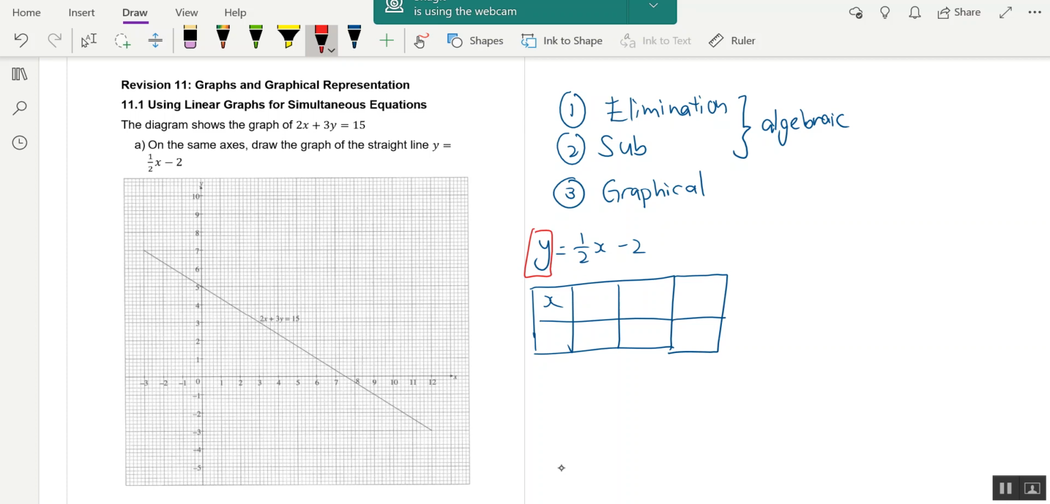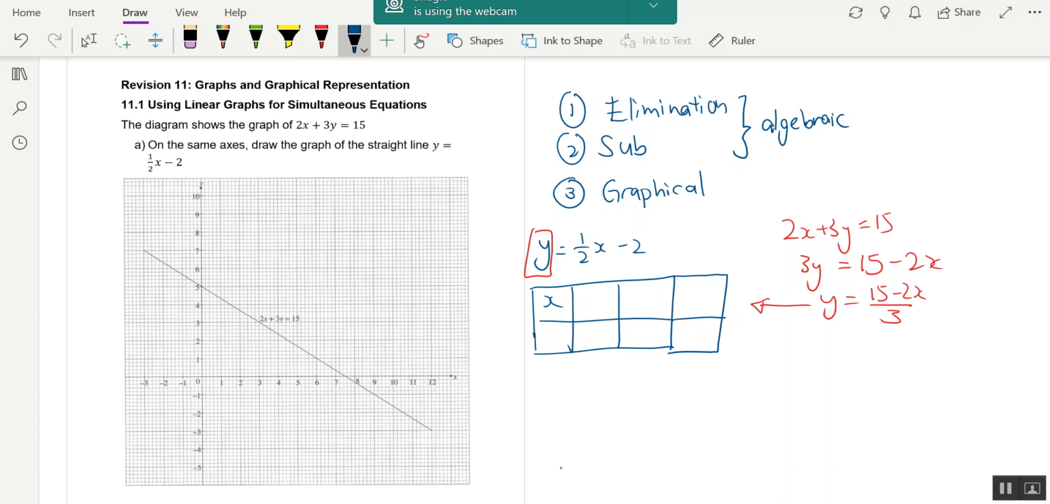Let's say you are supposed to draw 2x + 3y = 15. Always make sure y is the subject by keeping it on the left side. y will be (15 - 2x) over 3. Always do this first, then do your input-output table.